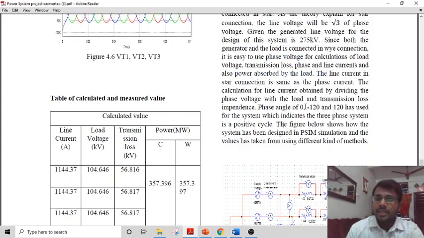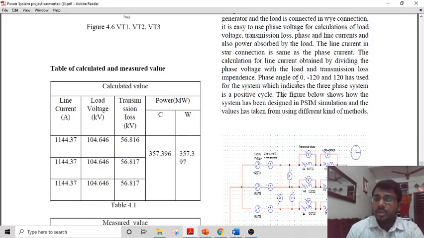The line current in the star connection is the same as the phase current, which is IL equals IP, as shown in the earlier version. The calculation for line current is obtained by dividing the phase voltage by the load and transmission loss impedance. Phase angles of 0, negative 120 and 120 have been used because it is a positive cycle. If it is a negative cycle, the values will be vice versa, which is 0, 120 first, and then only negative 120.